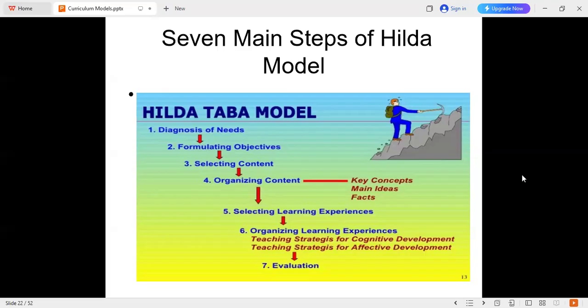Anyhow, we can see some progressive ideas, some development, some extension. Taba also used Taylor's model: objectives, content, learning experience, evaluation. We can see it in the previous model too, but with some improvement, some development, with some progressive ideas.